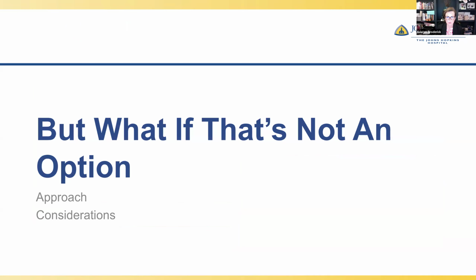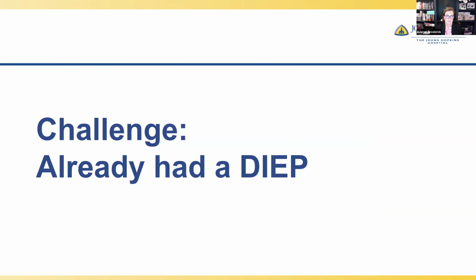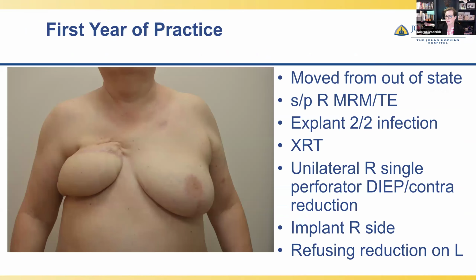But what if that's not an option? Many surgeons now, DIEP flaps have become a lot more common. Many centers do them. But some patients show up in my office that look like this. She's already had a DIEP flap and she's very unhappy with her asymmetry. She also had radiation. So the challenge for her is I don't have that as my best donor site.